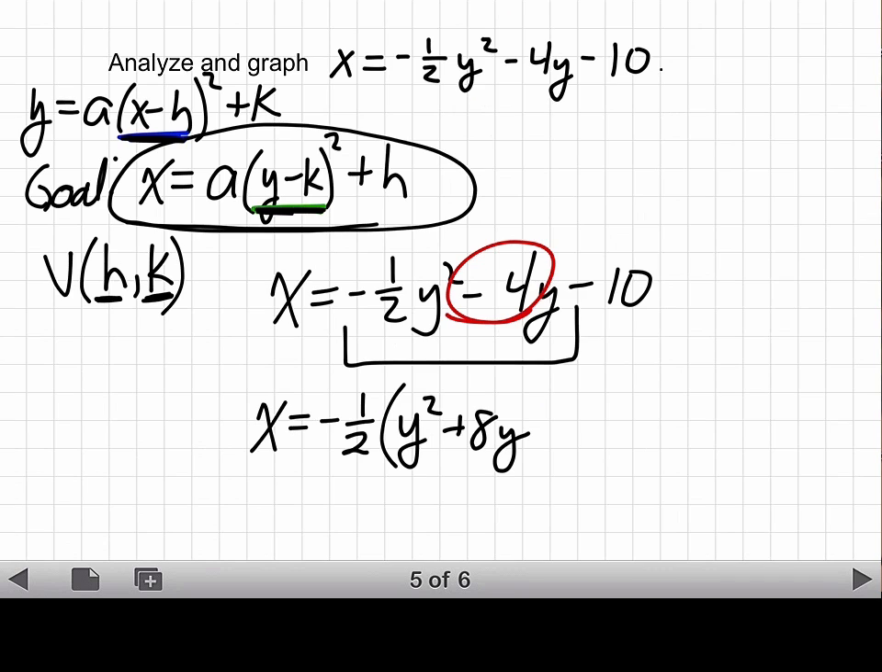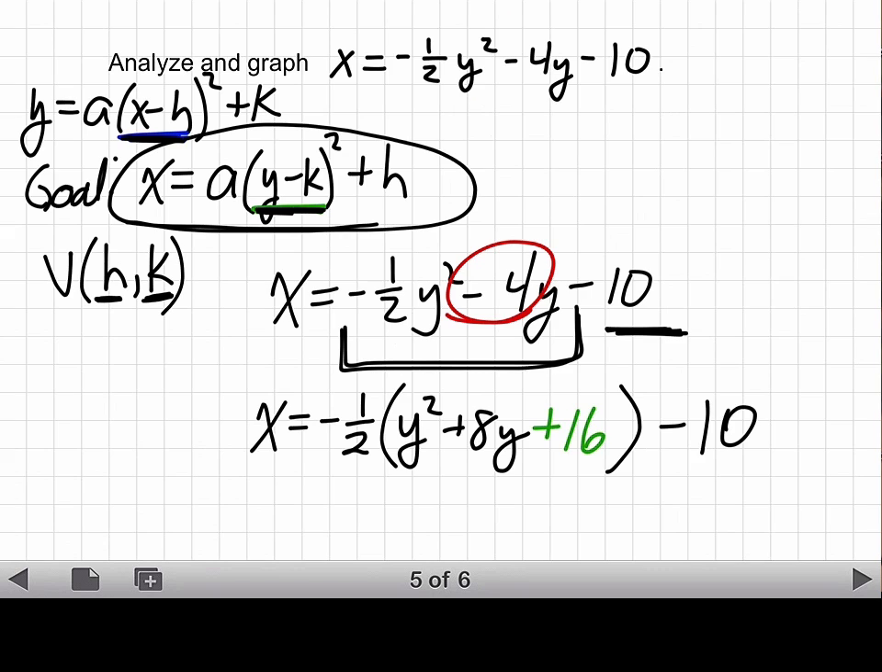I'm going to leave a gap but close the parentheses, and then I'll write negative 10 because, as you may remember, when we factor out from the terms that have the variable, the term that doesn't have the variable, the constant, we leave it alone. Now inside the parentheses, I'm going to add the correct number that makes it a perfect square. So we take 8, cut it in half, it gives me 4, square that, and so I add 16.